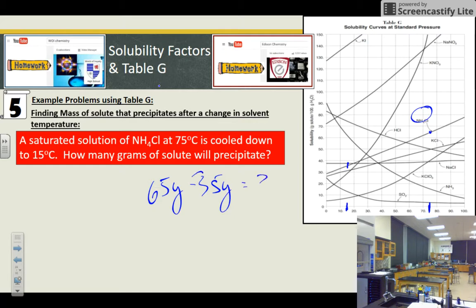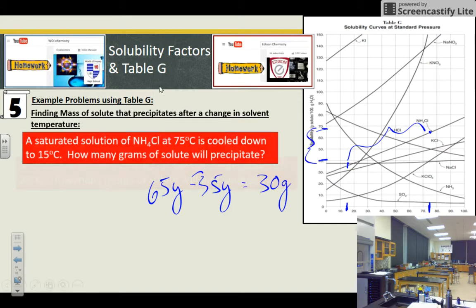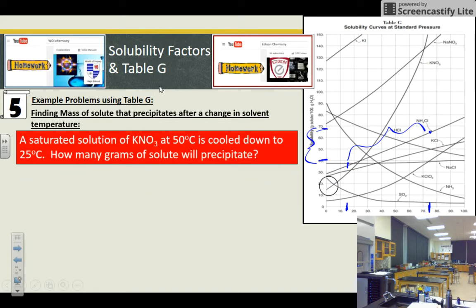So how much precipitates out? 30 grams. Boom. I might have skipped over a very similar problem, but I'm only doing one. Notice it's just two different dots. I'm subtracting the difference between that plot and that plot. And the difference is actually right here. Right? Okay, good. In the Y value, if you will. This is another one of the exact same kind, so I'm not going to do it.